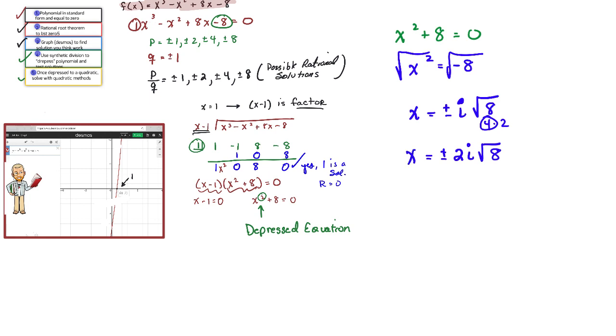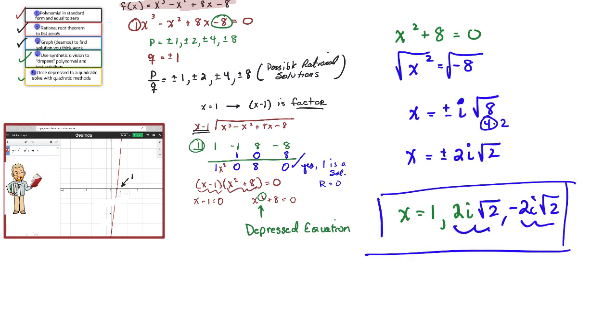So we ended up with 3 total answers. x equals 1, found that from the graph, and plus 2i root 2, sorry about that, 2i root 2 and negative 2i root 2. And these are imaginary answers. They will never show up on the graph, and this is the only way we'd be able to find them. So that's our 3 answers. It is quite a process, everybody. Let's look at another one.